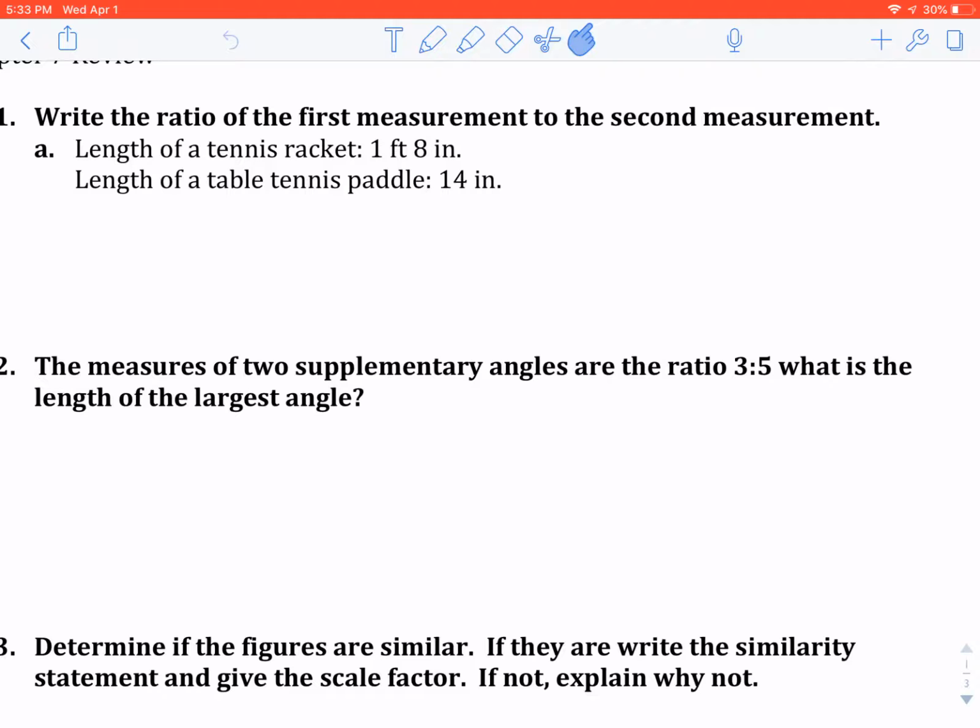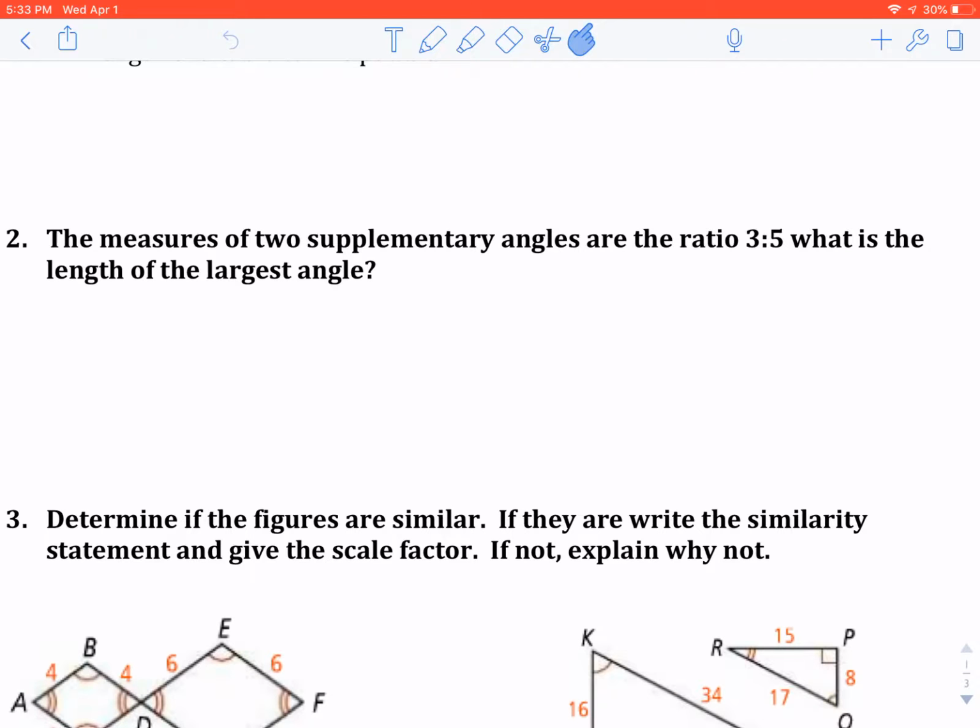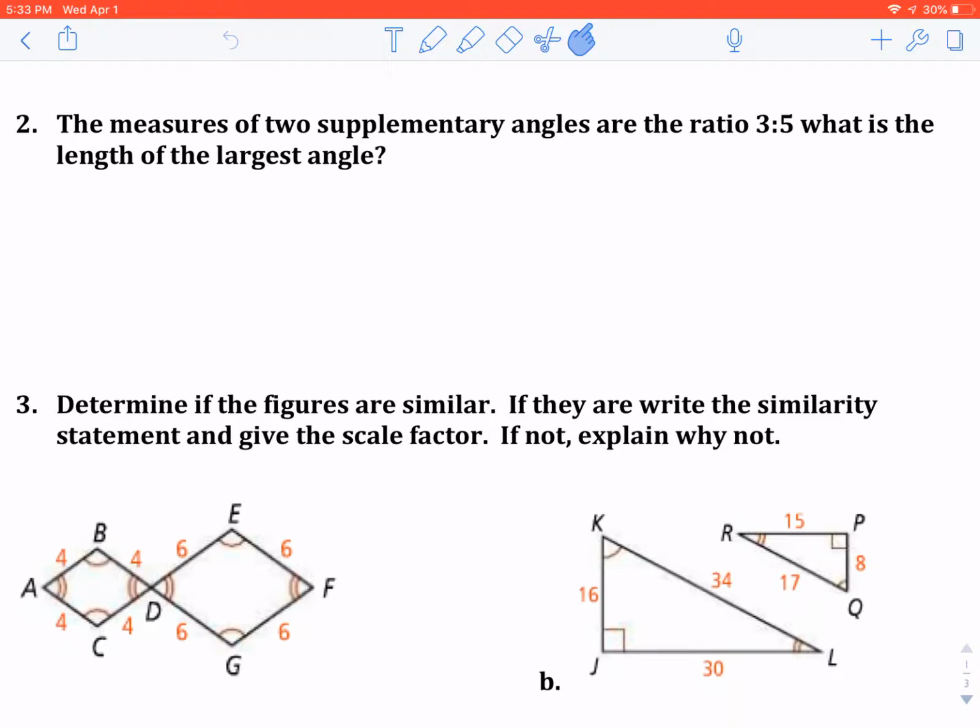All right, I got a lot of emails today, all actually regarding the same several questions, so I'm going to do all of those here. We're going to start with number 2. For number 2, they're asking: you have the measure of two supplementary angles, and the ratio is 3 to 5. What is the measure of the largest?